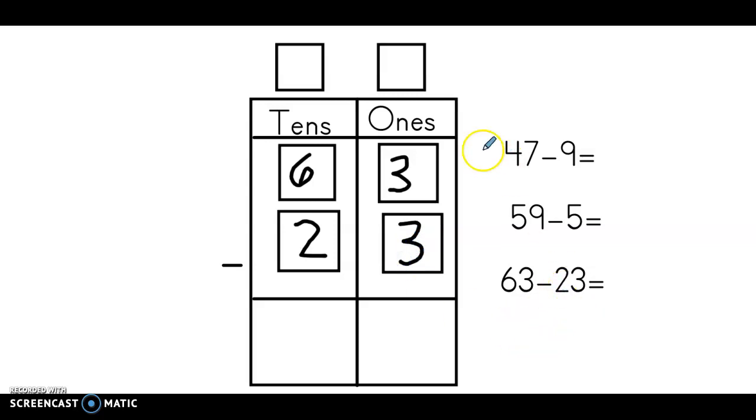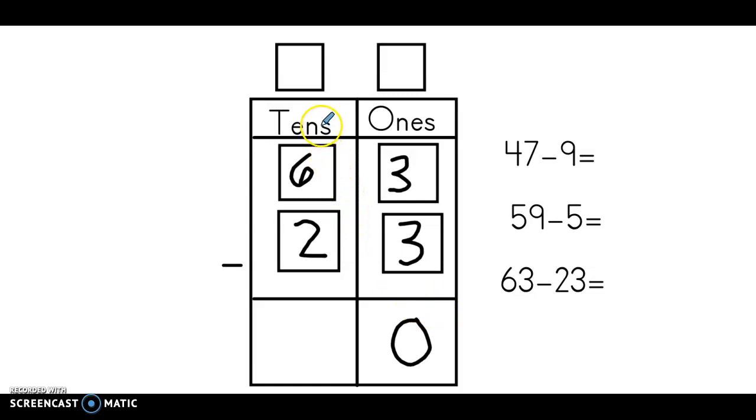So in the ones we have 3 minus 3, and the little poem that helps me to remember what to do when the numbers are the same says, if the numbers are the same, 0 is the game. So you don't have to regroup this. 3 minus 3 just equals 0, right? 3 minus 3 equals 0. So if the numbers are the same, 0 is the game.